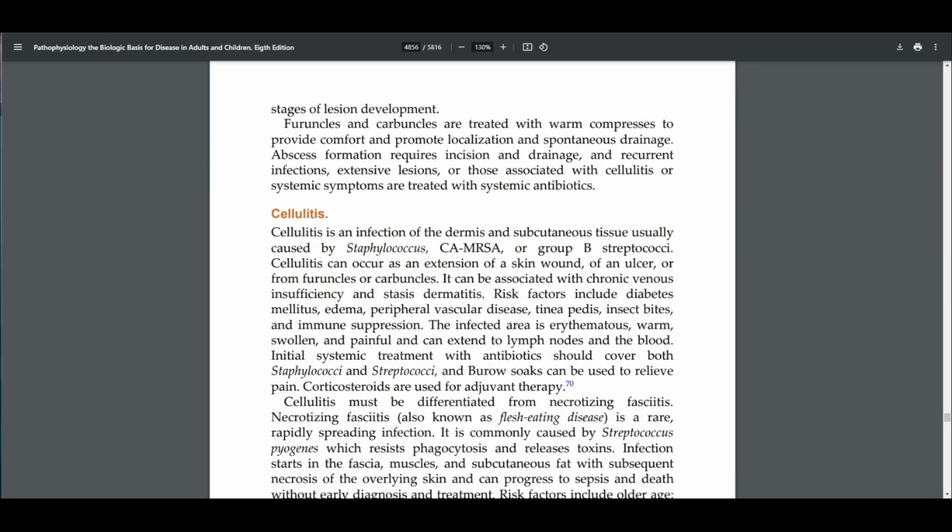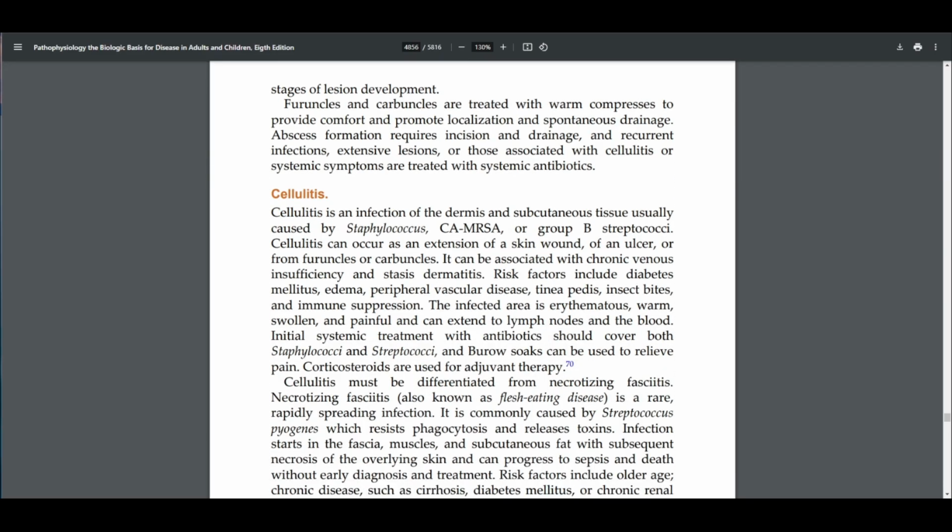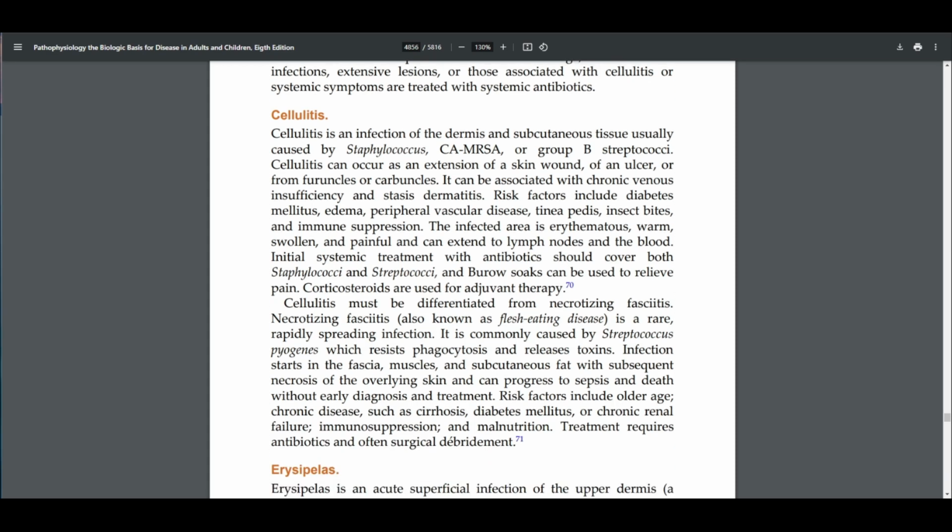Furuncles and carbuncles are treated with warm compresses to provide comfort and promote localization and spontaneous drainage. Abscess formation requires incision and drainage, and recurrent infections, extensive lesions, or those associated with cellulitis or systemic symptoms are treated with systemic antibiotics.